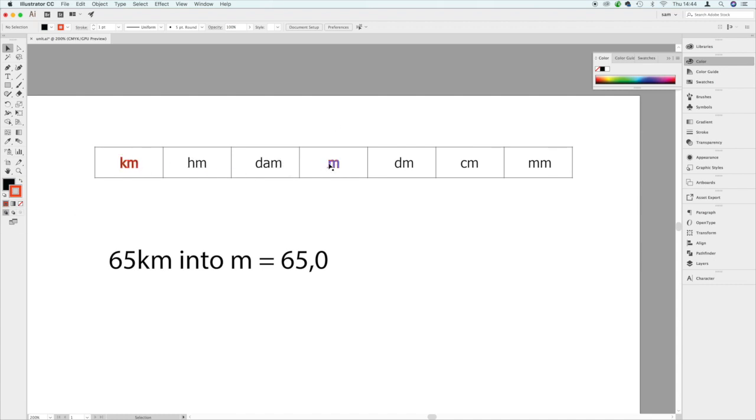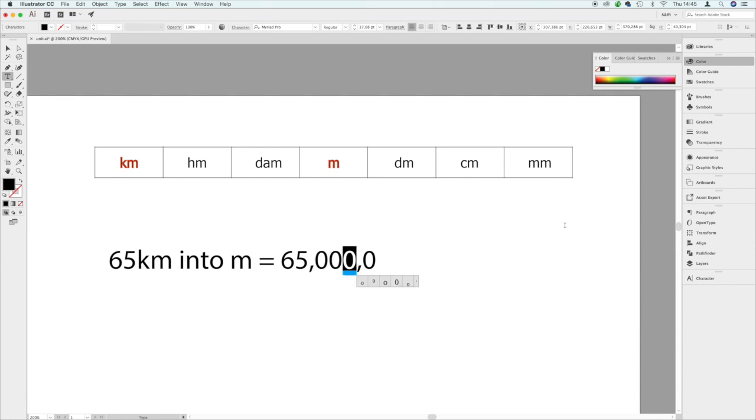So what do I need to do with my comma? I need to move it 3 times, but to the left or to the right? Am I moving my mouse to the left or to the right? To the right. So the only thing I need to do with my comma is move it 1 jump, 2 jump, and 3 jump. So when we compare my comma at the beginning, which is here, what I did with my comma is move it the same amount of jumps.